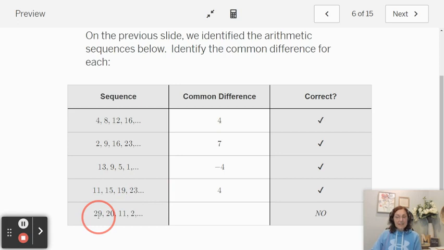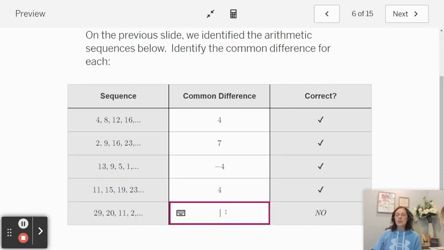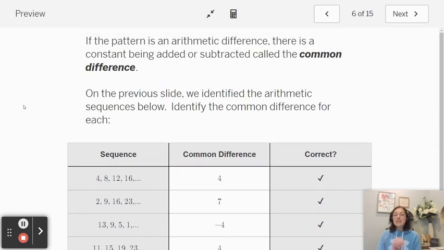29 minus 9 would give me 20. 20 minus 9 gives me 11. So I've got it. My common difference is -9 there. Remember, negative because I was subtracting each time. So well done. Common difference, it's that value we're adding or subtracting each time to get the next term.